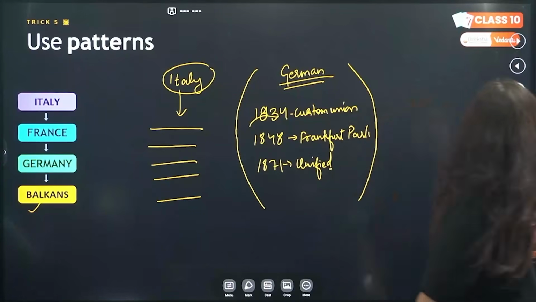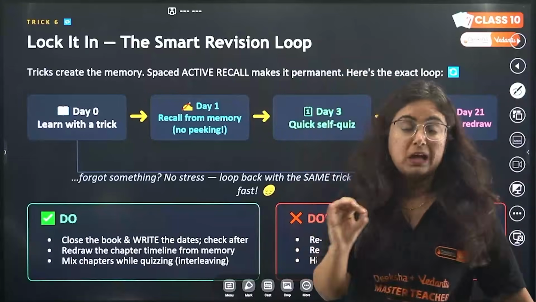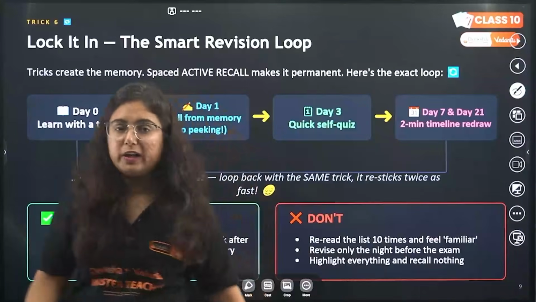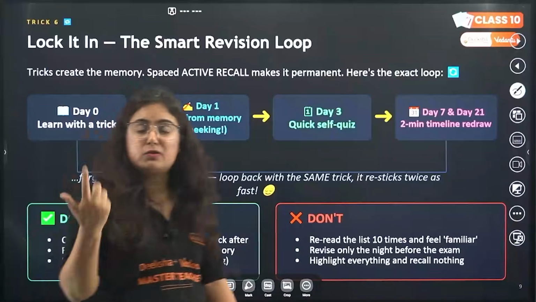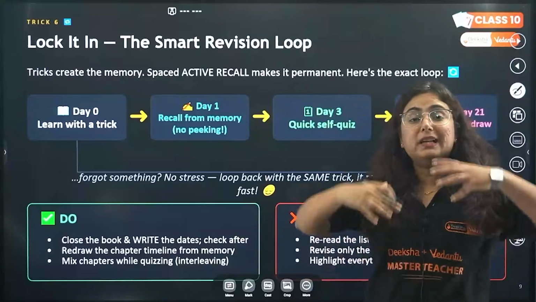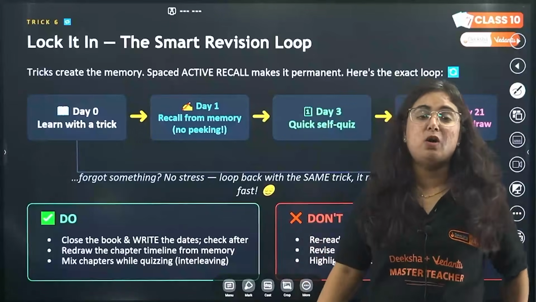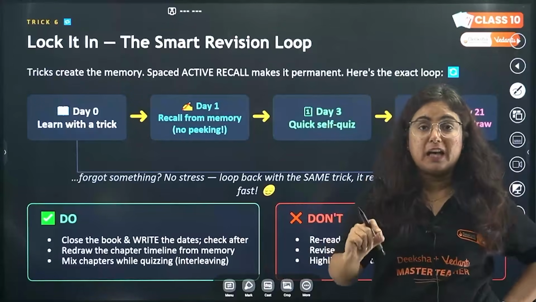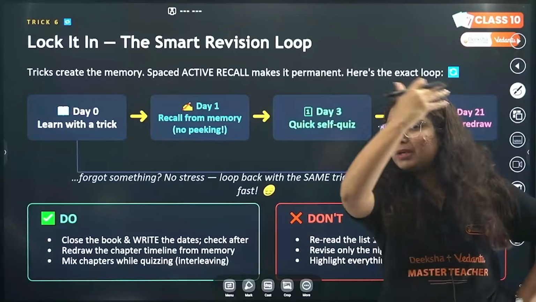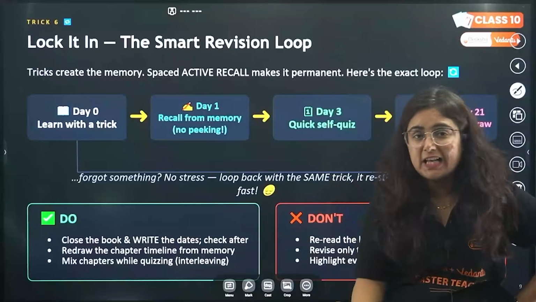Okay? This is another method, and next is the smart revision loop. Very important. But it's not about just reading the dates. You do it usually. It's not about just reading the answers from history. This you also do. But beta, there are a lot of dates. And if you are not properly recalling them at active intervals of time, those dates are going to mix with each other. 1919 becomes 1929 any day. And you will not even realize it.